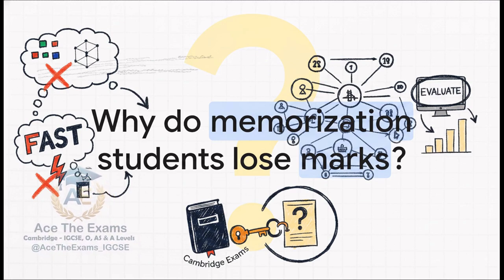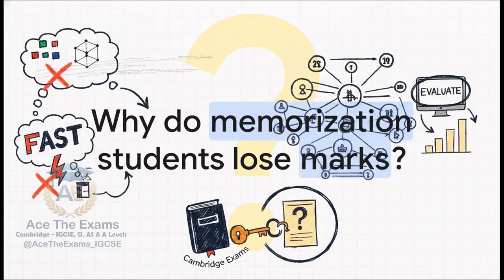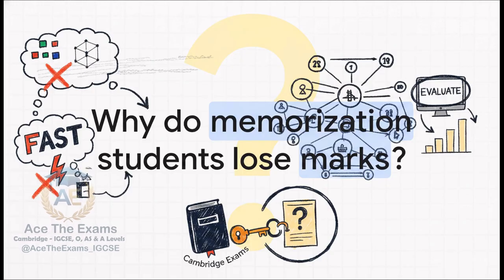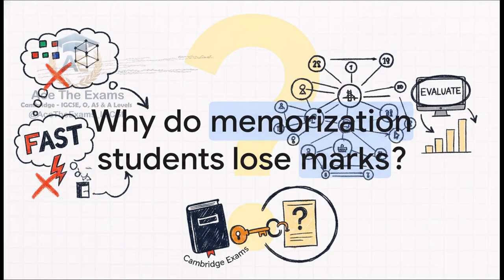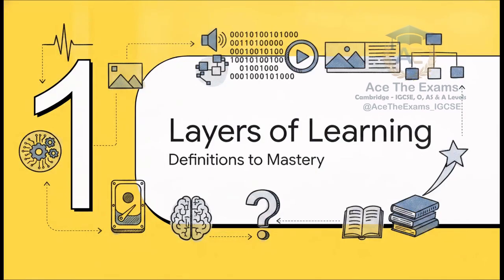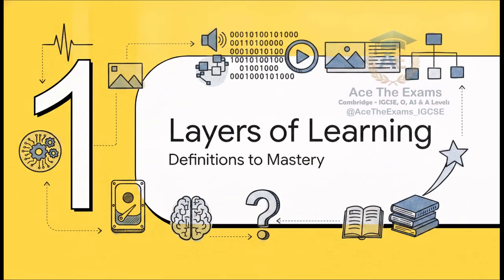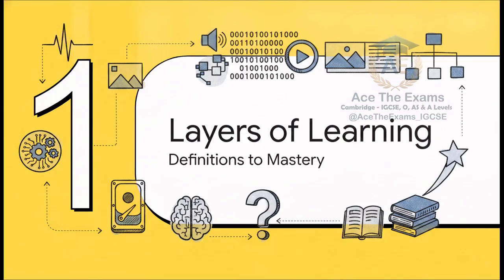You can literally memorize the entire textbook front to back, but if you don't know how to decode the specific assessment objectives of Cambridge exams, you are leaving guaranteed points on the table. This is, without a doubt, the single biggest trap in computer science examinations today. Section 1. The 3 layers of learning. We need to look at exactly how to move from those simple, isolated definitions to complete and total exam mastery.